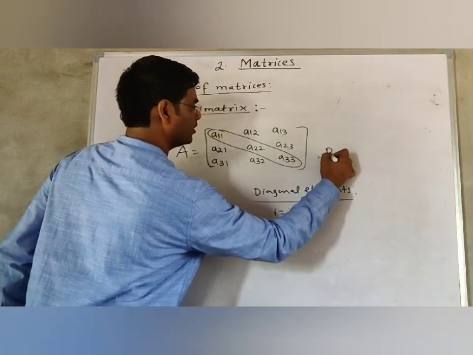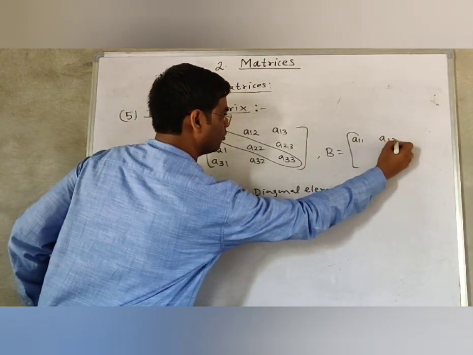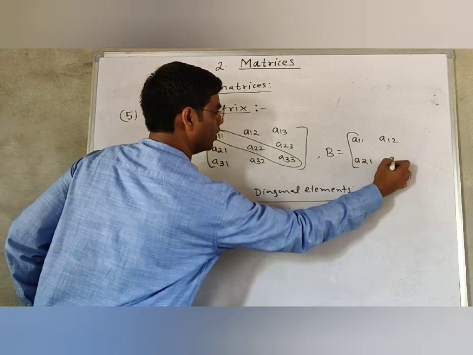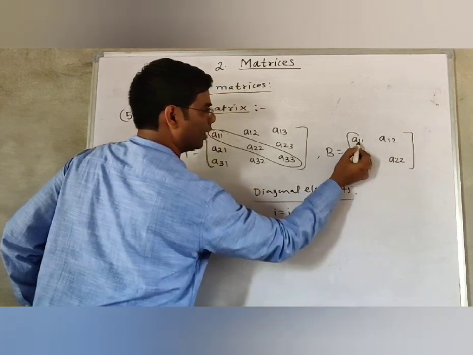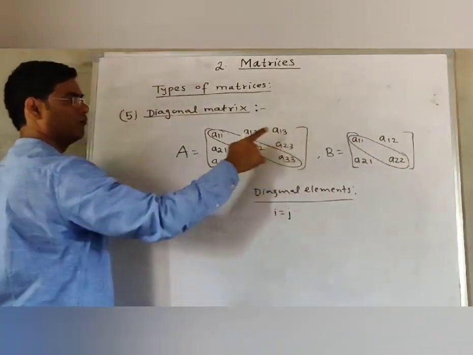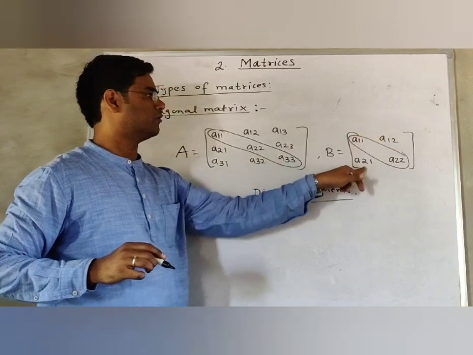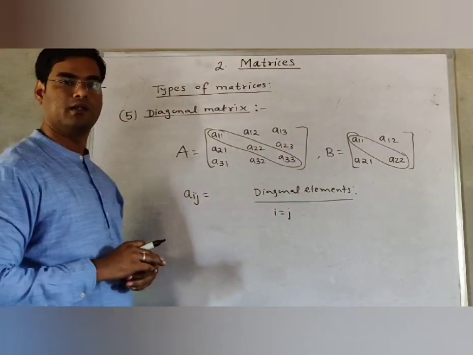Let us take an example of a matrix of order 2 by 2: A11, A12, A21, A22. Here i equals j means first row, first column, second row, second column. A11 and A22 are known as diagonal elements, and the remaining two elements are known as non-diagonal elements.